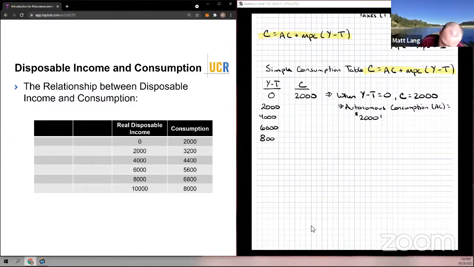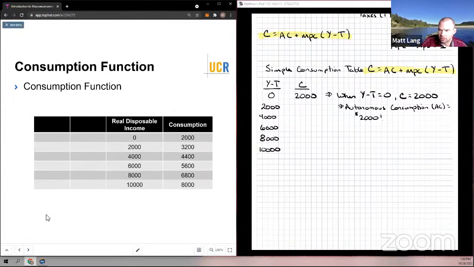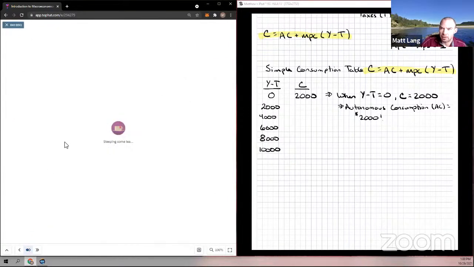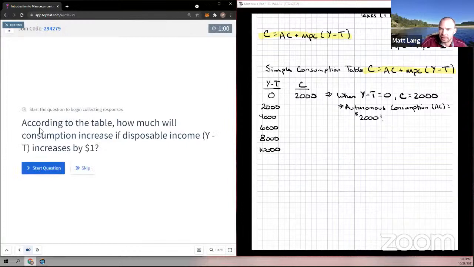Yep. And now what I want you to do, a question for you. So this is a little bit more difficult, because we haven't really gone over it. I'm kind of pushing you on this. I want you to figure out what that marginal propensity to consume is.